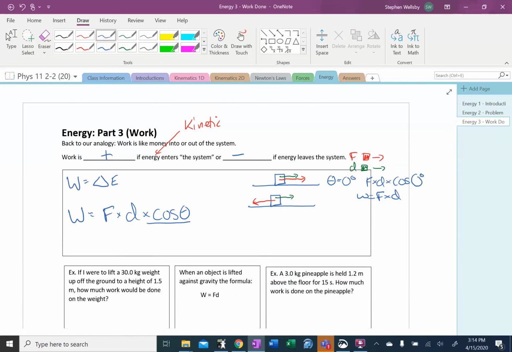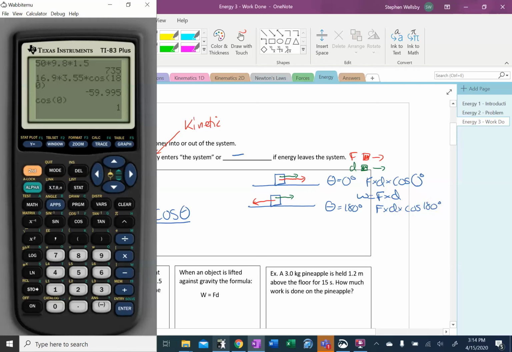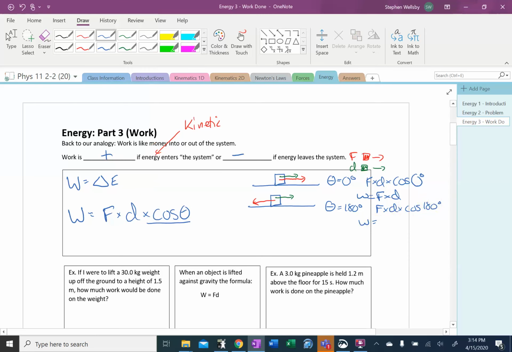Well, first of all, let's ask ourselves, what is the angle between these two vectors? The force is to the left, the distance is to the right, and so theta is going to equal 180 degrees. This means that we're going to have force times distance times cos of 180 degrees. And what is cos of 180 degrees? Well, you may know this already, but if not, let's see. It is -1. So in this case, the work, when you're going in opposite directions, is going to be equivalent to negative force times distance.